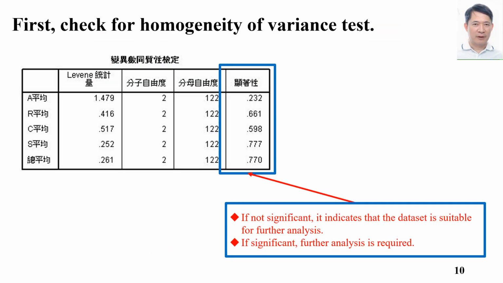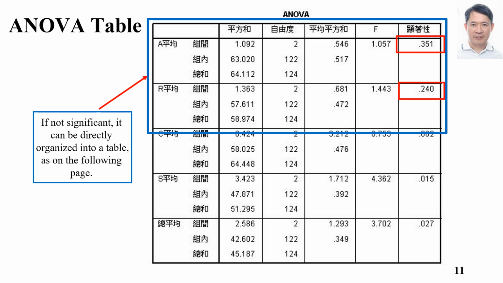First, we need to confirm the results of the homogeneity of variance test. For ARCS and total average, their significance levels are both greater than 0.1, indicating they are not significant. This means their variances meet the homogeneity of variance requirement, and we can proceed with the analysis. If there were significance here, we would have to use another method instead of ANOVA. Since the variances for both ARCS and total average were not significant, we can proceed with ANOVA.